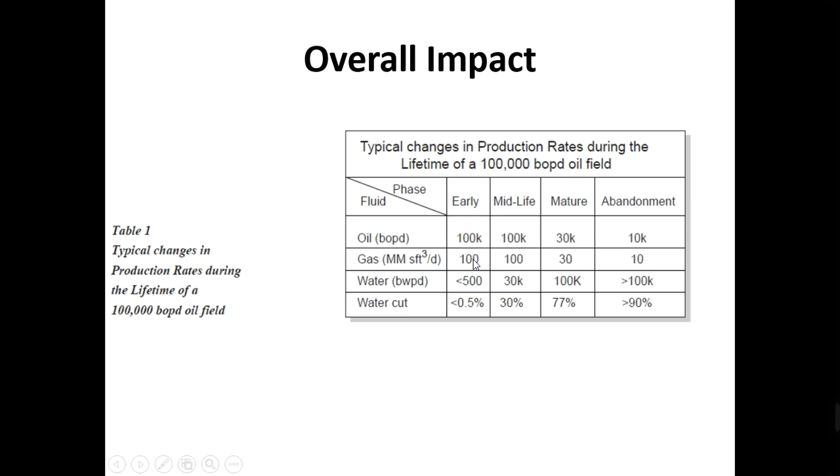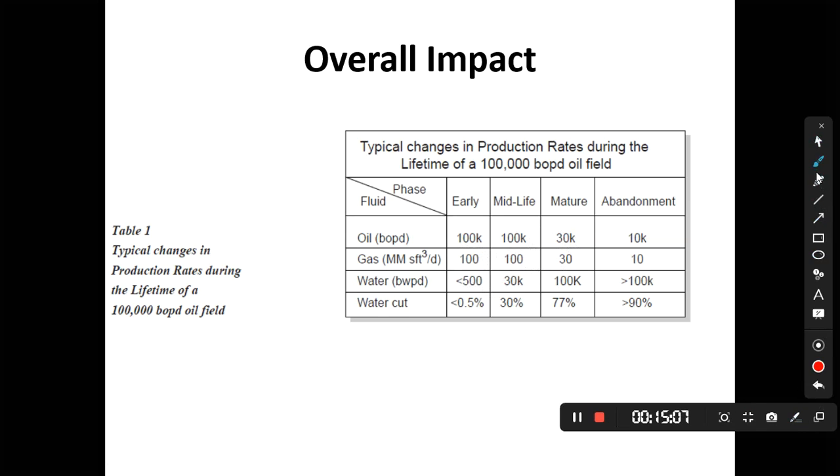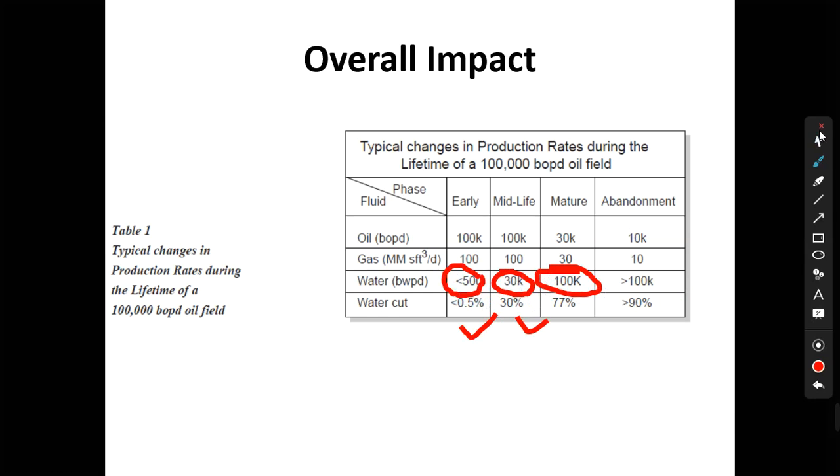Okay, it's also 100 to 30k. And water production, you see here in midlife, also increases. So initially you have very little water, in barrels per day, but after some time it becomes 30k, and after some time it is 100k. So water cut is increasing. This is very critical to look at.